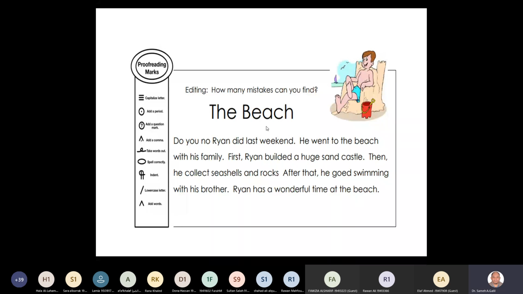Okay, and we said that this is a paragraph. It's not an essay because we don't have more than one paragraph. Okay, thank you so much.